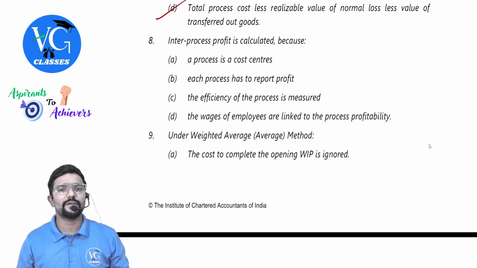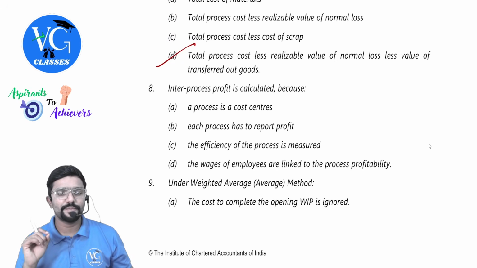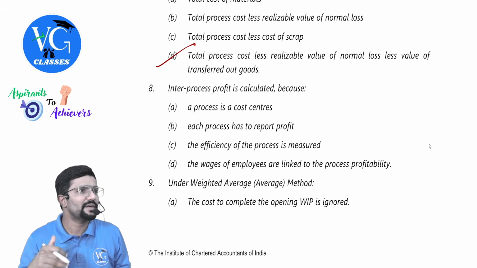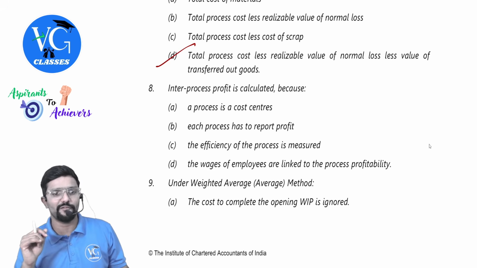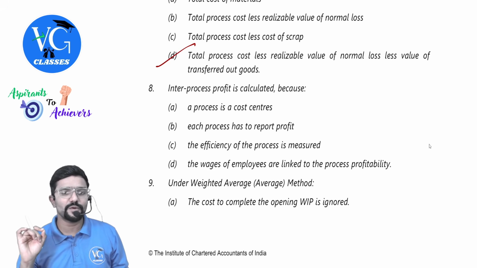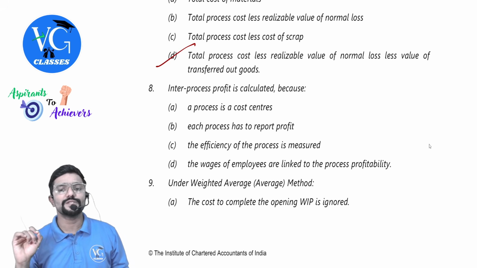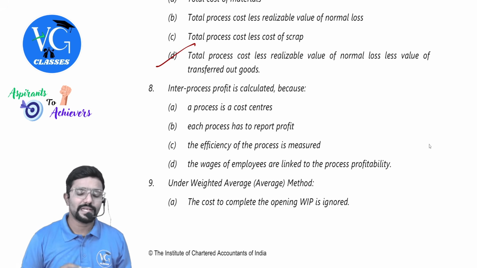Next, inter-process profit is calculated because a process is a cost center. Each process has to report profit. There is no hard and fast rule. The company expects it, but we cannot mandate that everyone has to make profit. The efficiency of the process is measured. The wages of employees are linked to process profitability. What is the answer, guys?